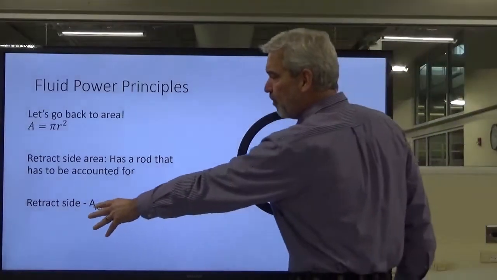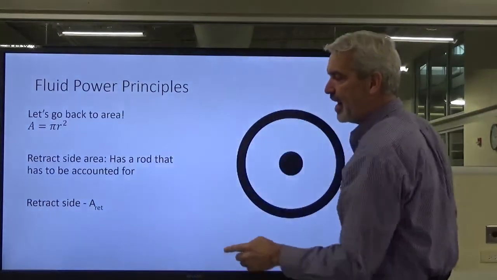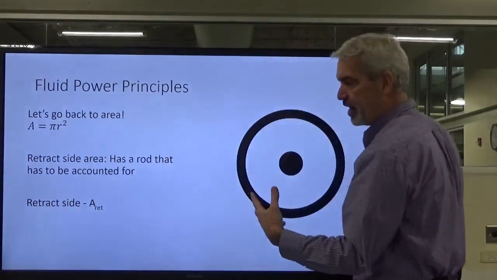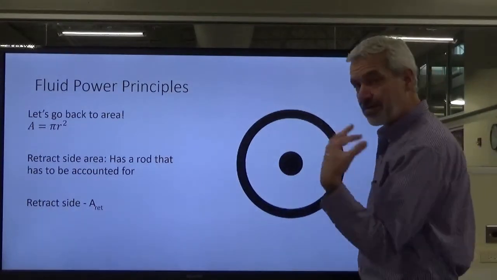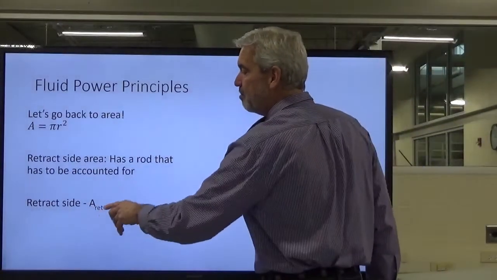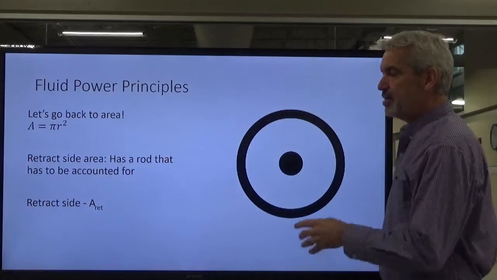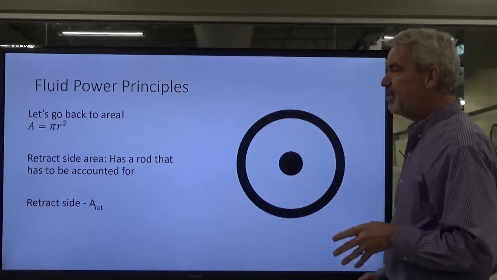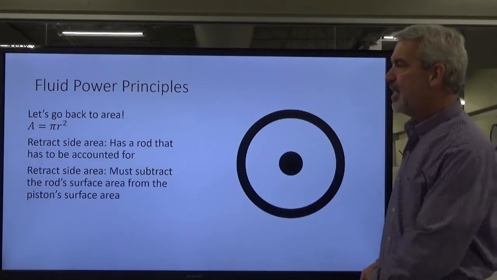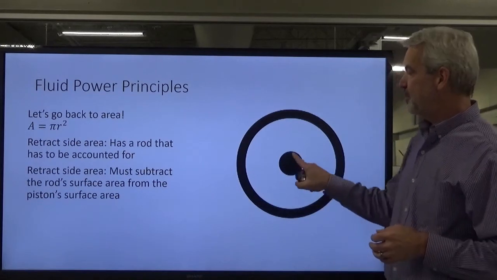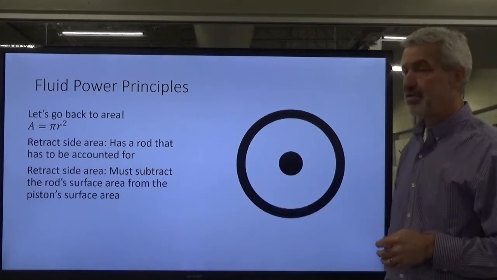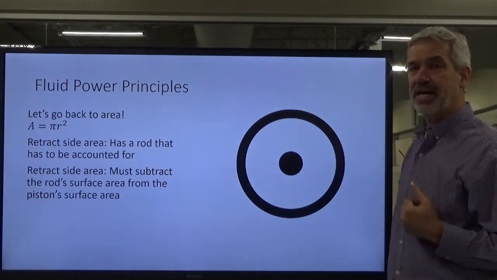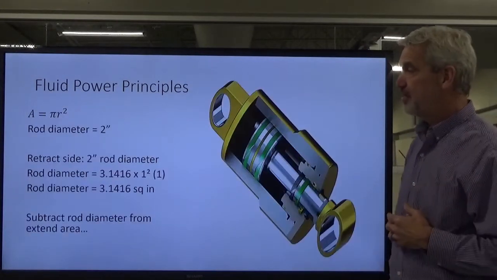Again, on the retract side, we write that as area sub RET, retract, as opposed to EXT, extend. That's how we differentiate it when we're writing our equations, okay? So we've got the A sub RET that we've got to figure out. And the way we do that, we just subtract the area of the rod from the surface area of the piston. Fortunately, we figured the extend side first, so we already know what that is.